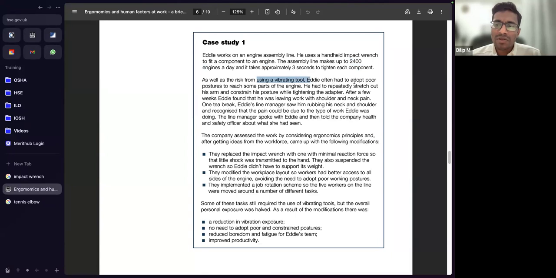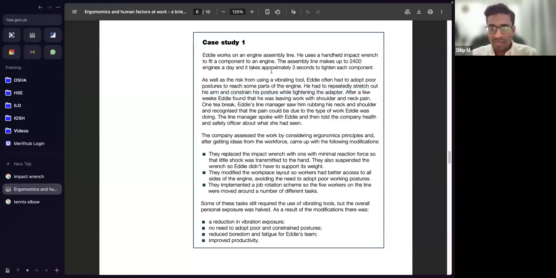So Eddie often had to adopt poor postures to reach some parts of the engine. Okay, so not all components of the engine have easy access. So to access some parts of the engine, he has to repeatedly stretch out his arm and constrain his posture while tightening the adapter.